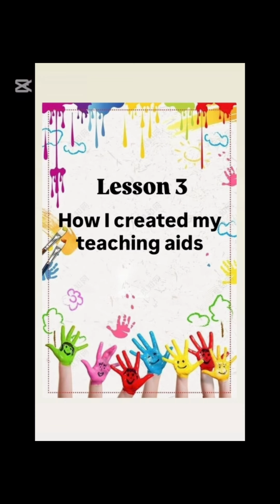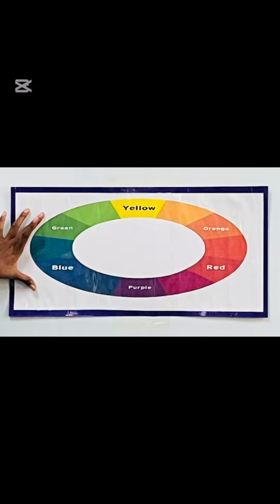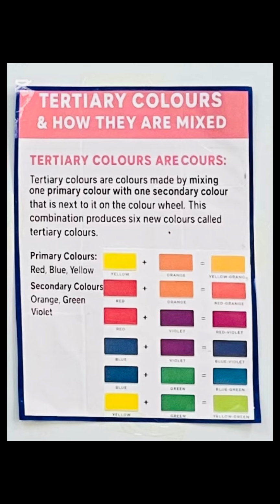Lesson 3: how I created my teaching aids. Like our previous teaching aids, each of these aids was created in Canvas, then saved and placed in Publisher to be enlarged and then printed. Each paper was then glued and pasted on a cardboard and covered with scotch tape.